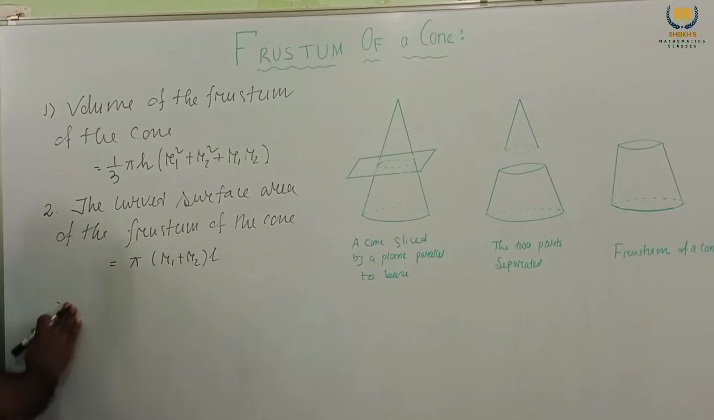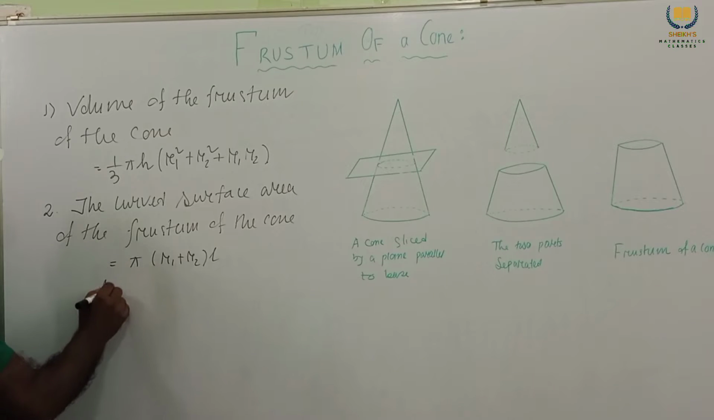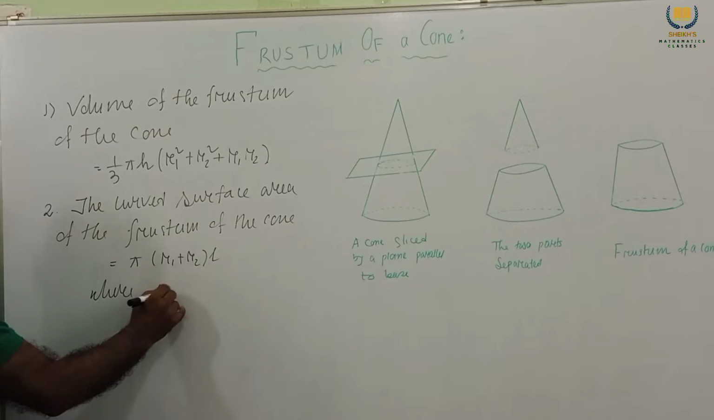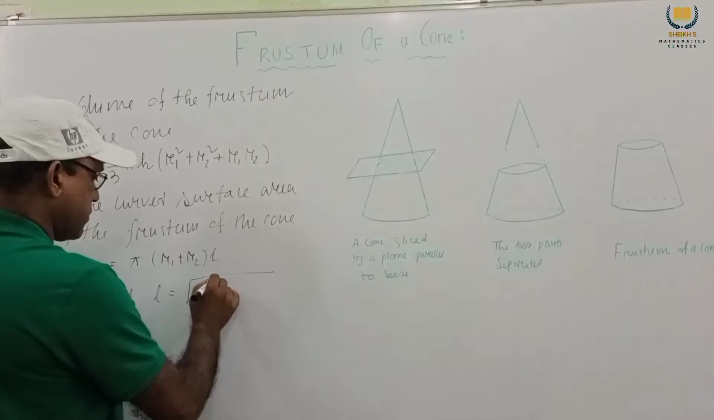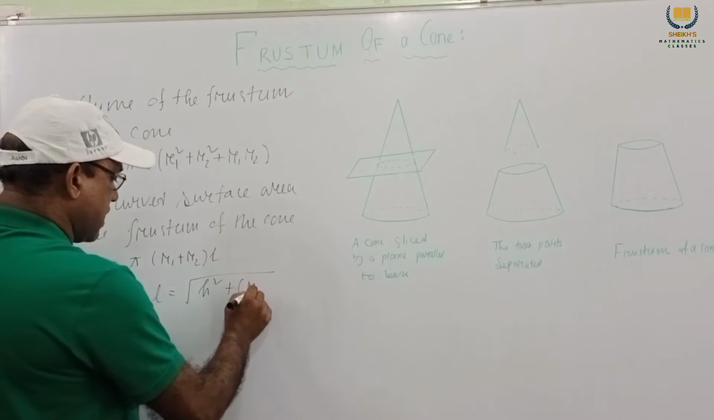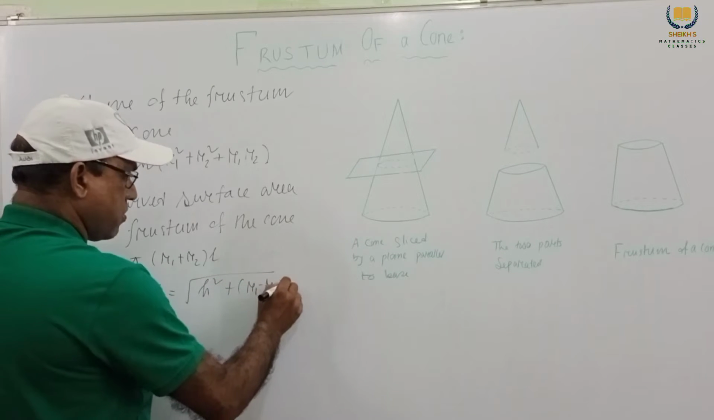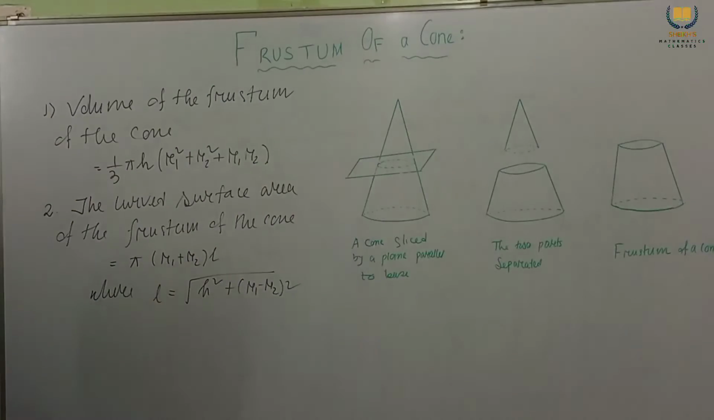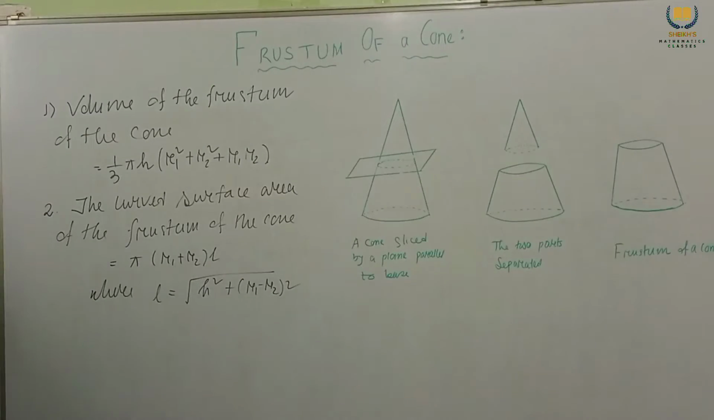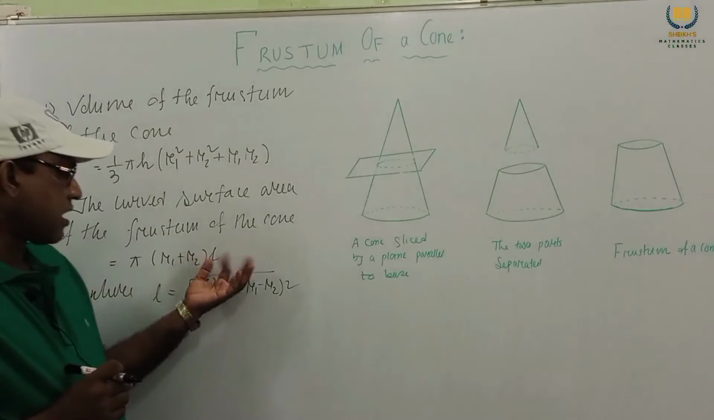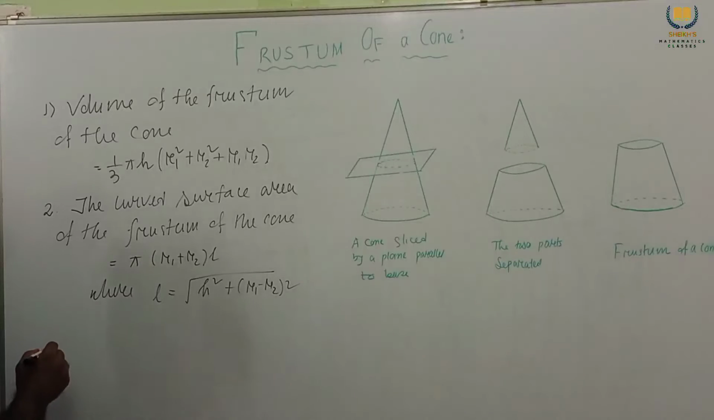Number 3. Where L means slant height, L equals root over h square plus (R1 minus R2) whole square. So we get this as the curved surface area.